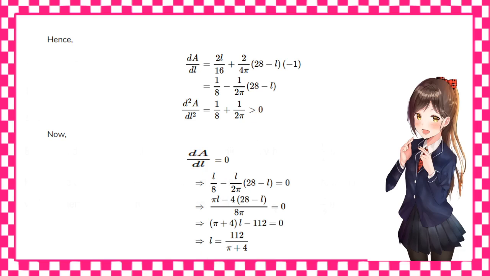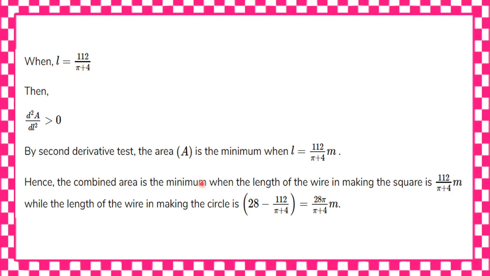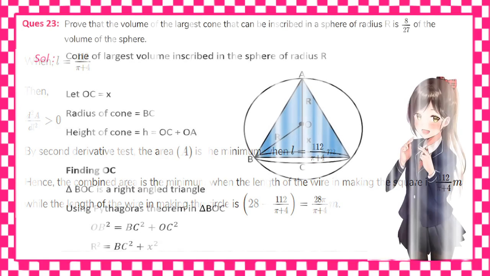L equal to 112 upon pi plus 4. So L should be this, right? And you can find out what is 28 minus L. So the length of the wire in making the square is this and in making the circle is this.